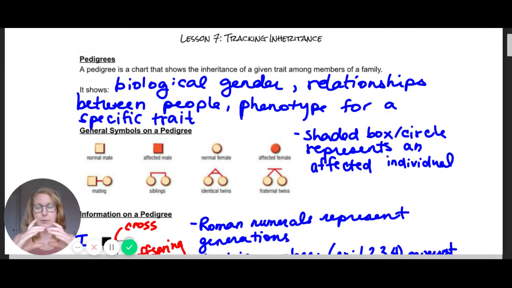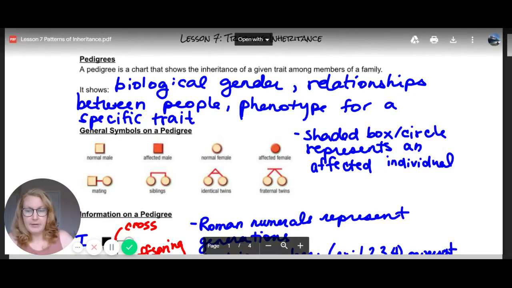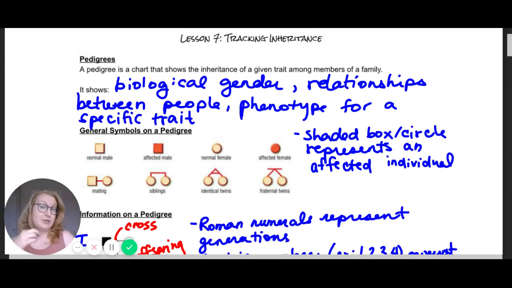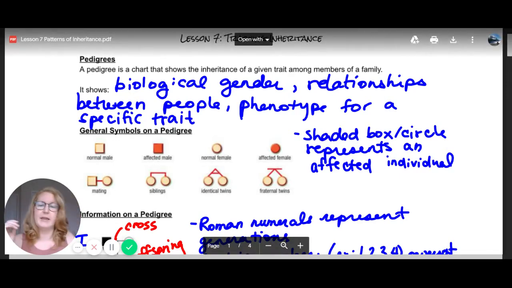We have squares or circles representing males or females. With a square, that is a male. You'll notice that it says normal, so this would be not having the particular trait. And then a shaded one is actually having it, or being affected by the trait. Likewise with females, a circle, and then without shading versus with shading.